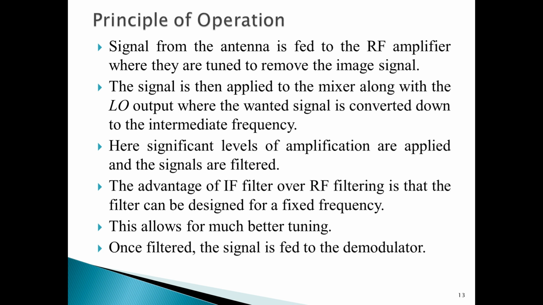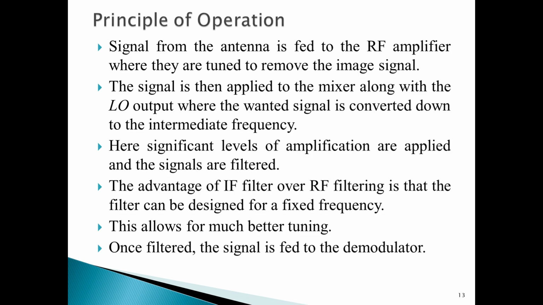Principle of operation of the Superhet. Signals from the antenna are fed to the RF amplifier, where they are tuned to remove the image signal. The signal is then applied to the mixer along with the local oscillator output, where the wanted signal is converted down to the intermediate frequency. Here, significant levels of amplification are applied and the signals are filtered.